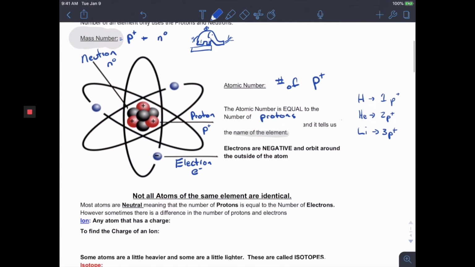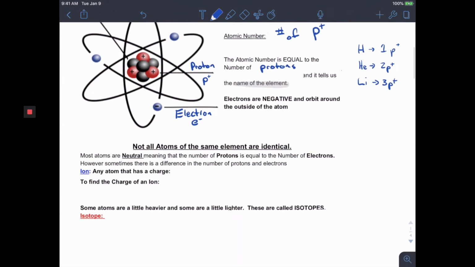which is good for now. All right, let's go down to this next part, which is kind of a thing you wanted to figure out from the activity. And it says that not all atoms are exactly identical. Now, most atoms are neutral, like it does say there. And what we mean by this is that the number of protons equals the number of electrons, which makes sense.